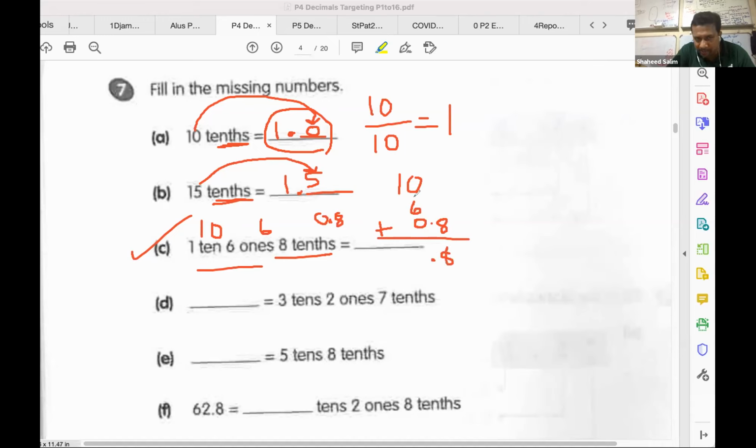0 plus 6 is 6. Plus 0 is still 6. Then 1 is 16.8, just like Putra has written. So good. You can see 10, you write 10. 6, you write 6. And then 0.8. Then you can arrange them like that and add together. You okay, Amara? You understand what to do?